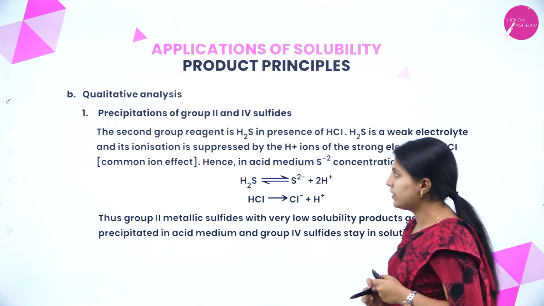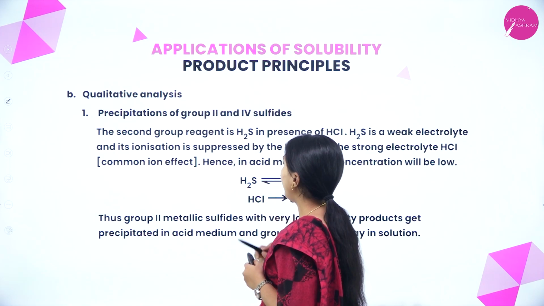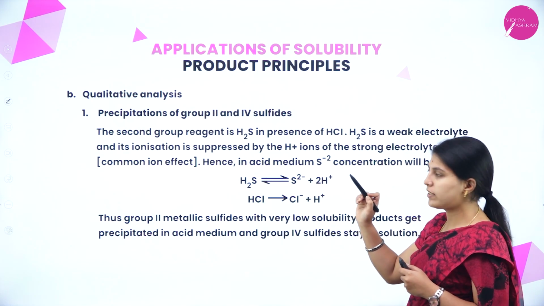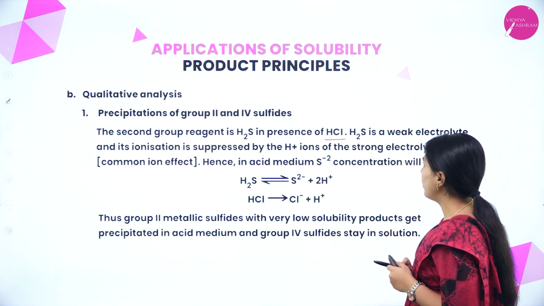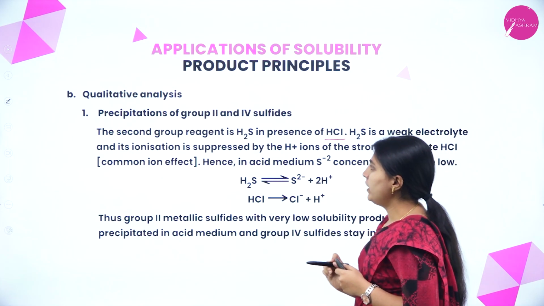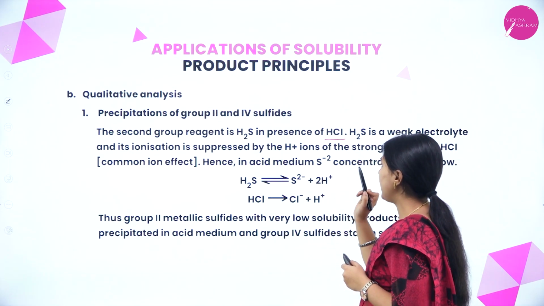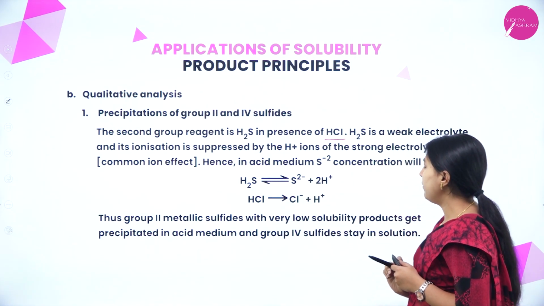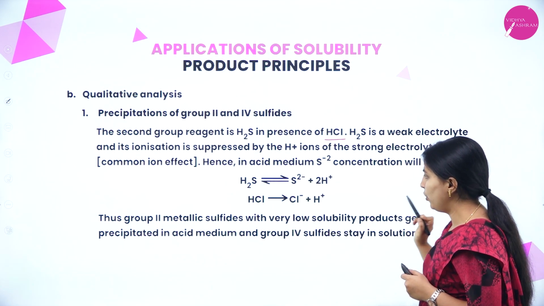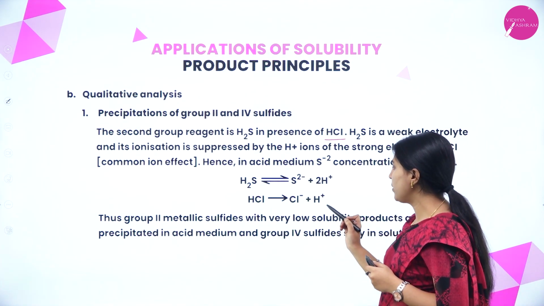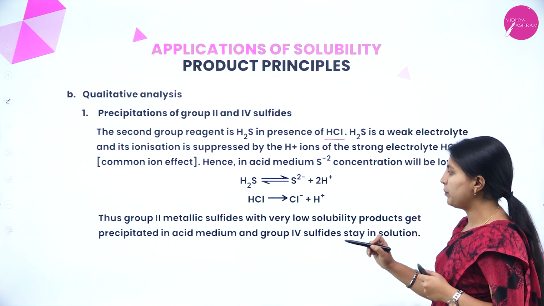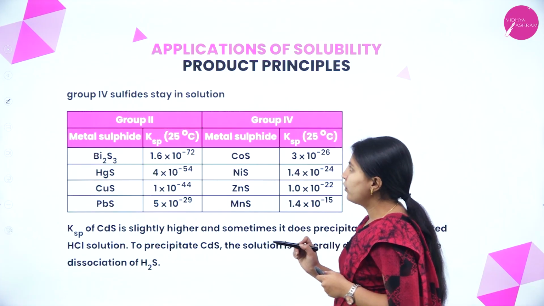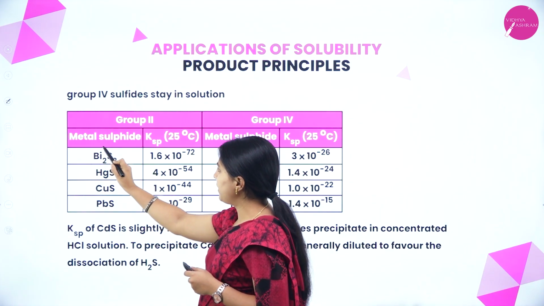Next, qualitative analysis. Precipitation of group 2 and 4 sulfides. The second group reagent is H2S, that is hydrogen sulfide, in presence of hydrochloric acid. H2S is a weak electrolyte and its ionization is suppressed by the H plus ions of the strong electrolyte HCl. Hence, in acidic medium, S2 minus concentration will be low. Thus, group 2 metallic sulfides with very low solubility products get precipitated in acidic medium and group 4 sulfides stay in the solution.